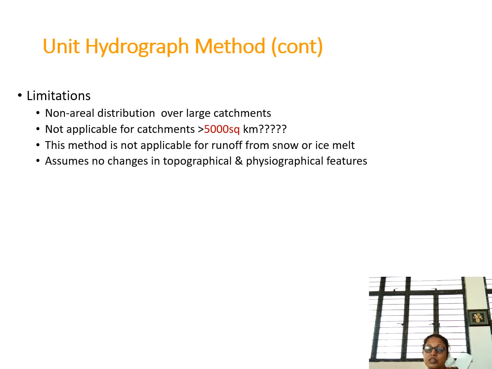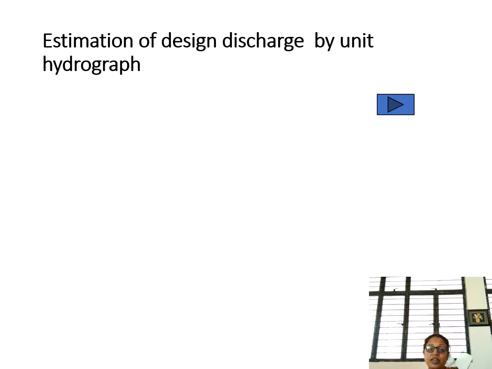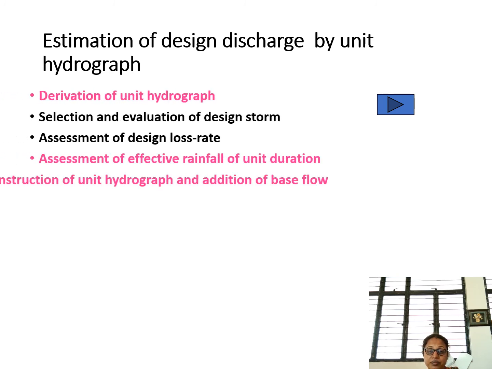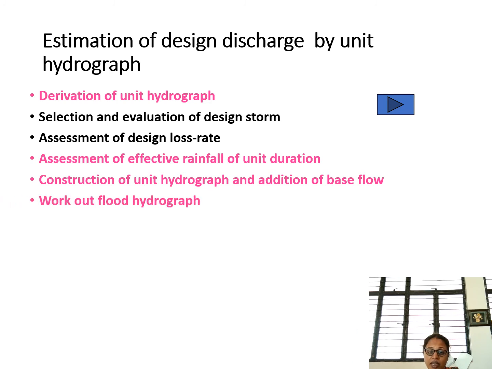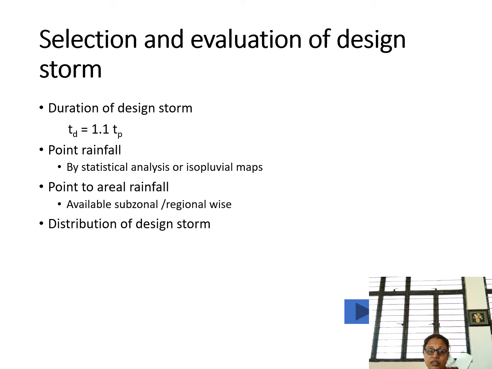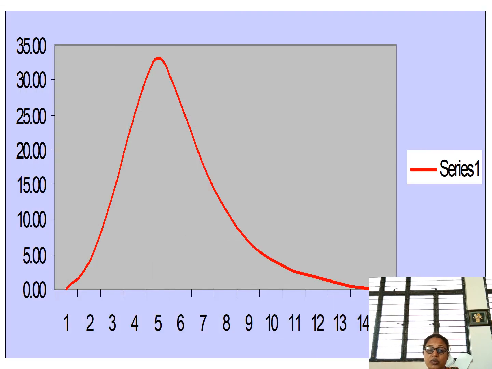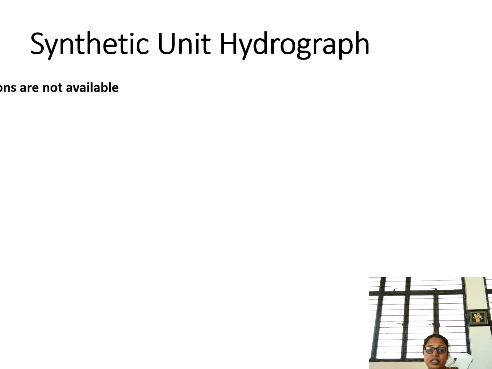The limitations are that it is a non-areal distribution over larger catchments and it cannot be applied for catchments greater than 5000 square kilometers. So for a smaller area, the unit hydrograph is a suitable method. We have other methods where we can use the empirical method. The Dickens formula and Manning's coefficient can be used and the discharge can be calculated. Basically, the unit hydrograph depends purely upon the catchment area and the surface runoff. Based on the equations you can calculate the design discharge.